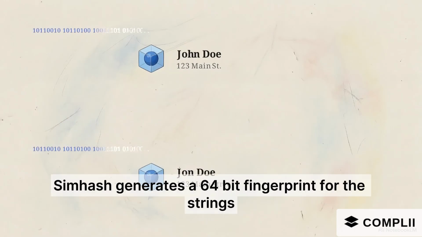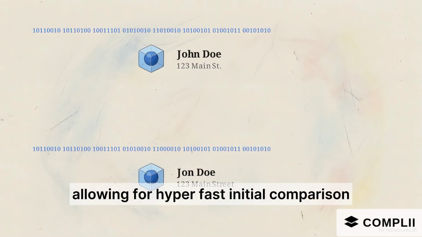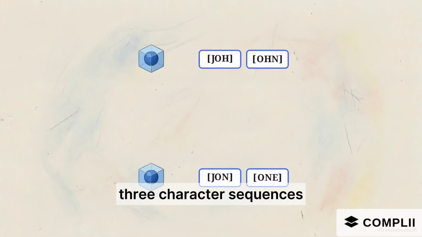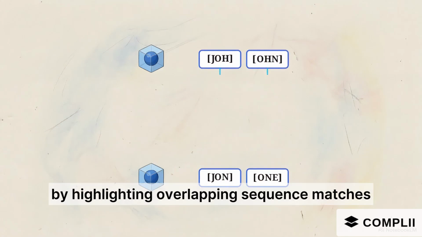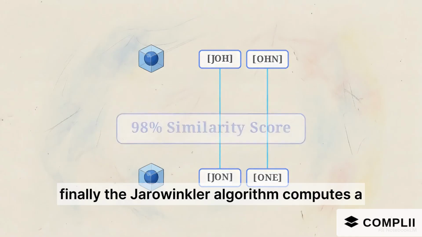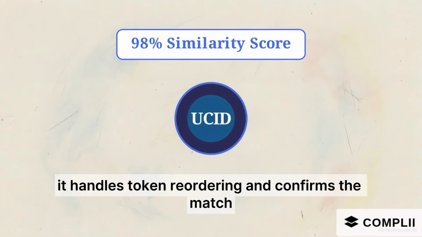First, SimHash generates a 64-bit fingerprint for the strings, allowing for hyperfast initial comparison. Next, the strings are broken down into interlocking three-character sequences, known as trigrams. This mathematically detects misspellings by highlighting overlapping sequence matches. Finally, the Jaro-Winkler algorithm computes a definitive similarity score. It handles token reordering and confirms the match.